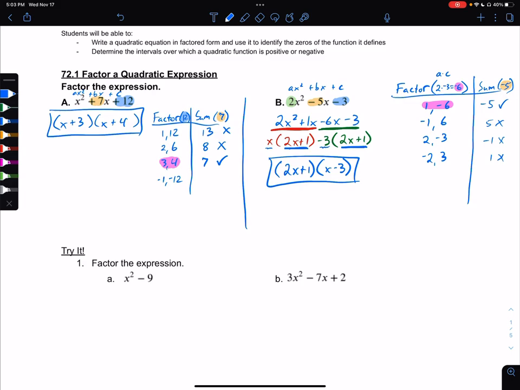But that's how you would factor these quadratic expressions. In part A, your A value was just a 1, so it's a little bit more direct. In B, we had an A value of 2, so we had to use what's called the AC method. Actually, let me write that. So we would use the AC method. All right. Go practice them.